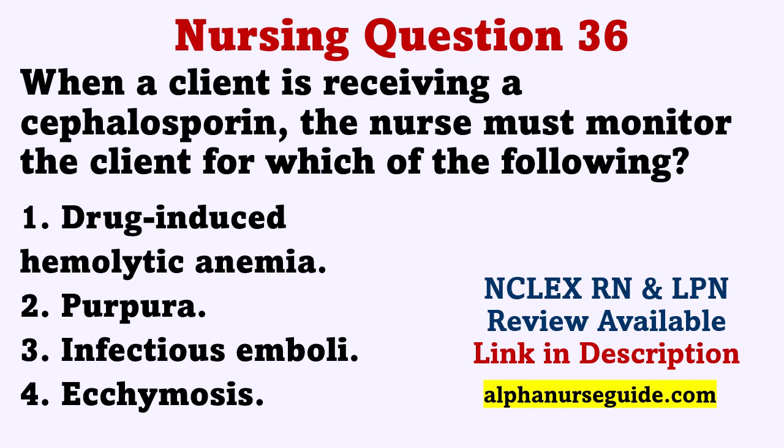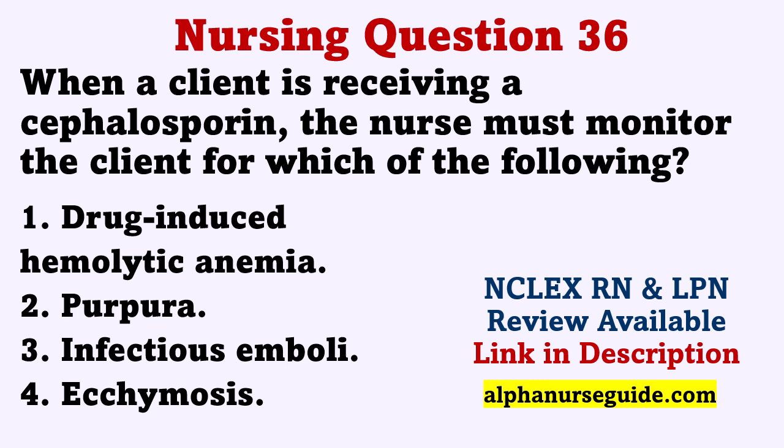The correct answer is 1. Drug-induced hemolytic anemia. Drug-induced hemolytic anemia is acquired, antibody-mediated RBC destruction precipitated by medications such as cephalosporins, sulfa drugs, rifampin, methyldopa, procainamide, quinidine, and thiazide.